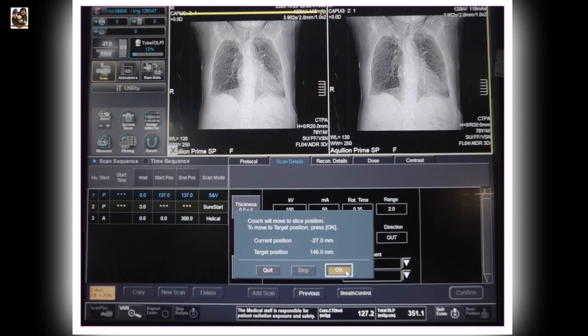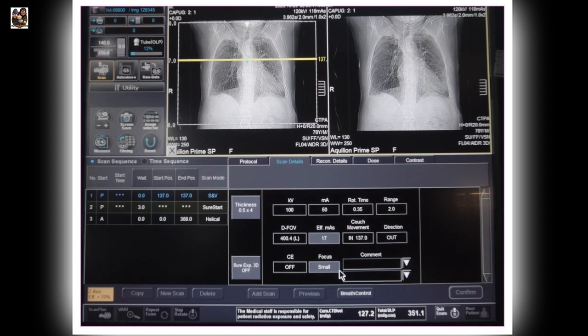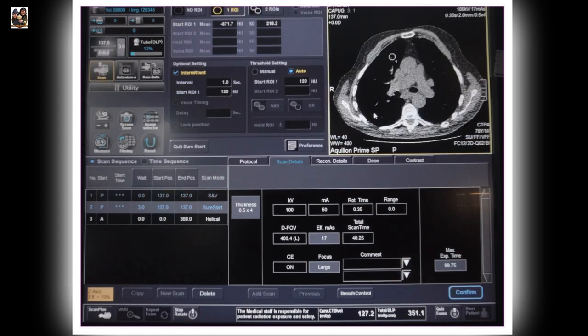But before that, the couch will move to the slice position that we set up. Just press the move button to change the couch lateral position. And then the machine will ask you to wait until the scan start key lights before beginning to scan the scan in view.